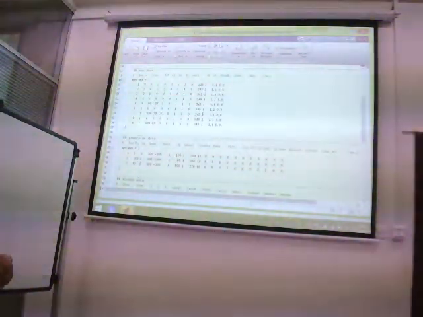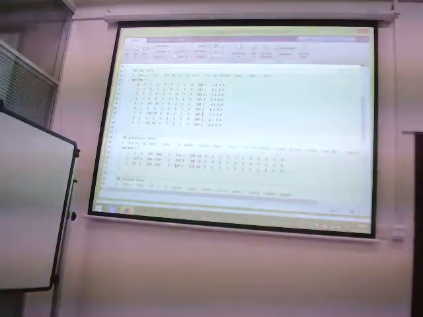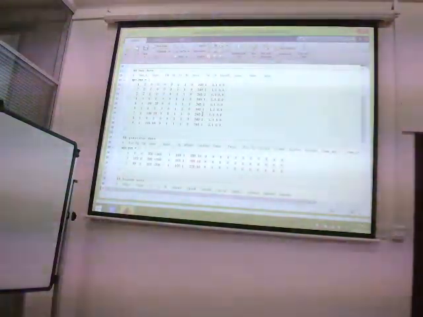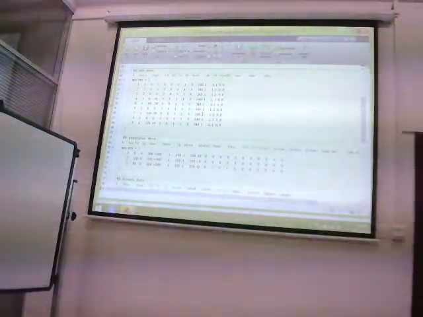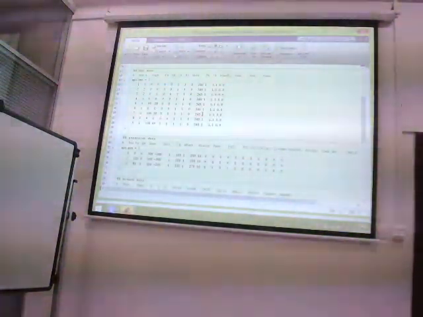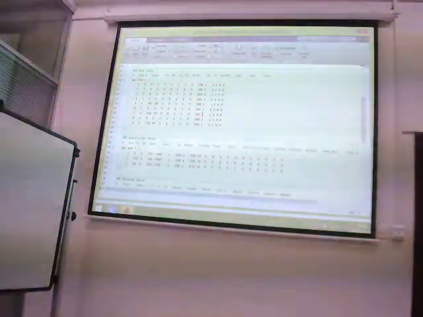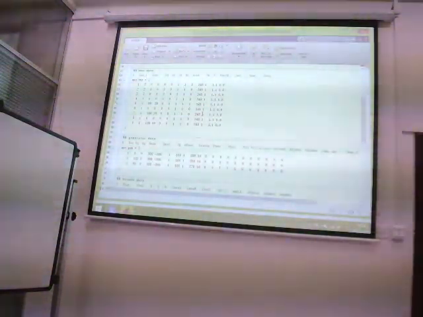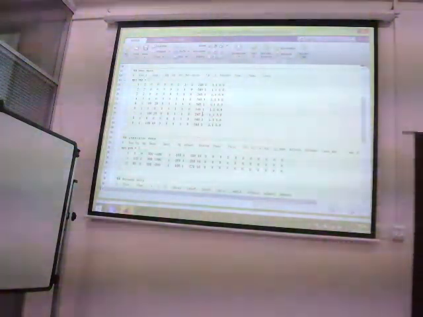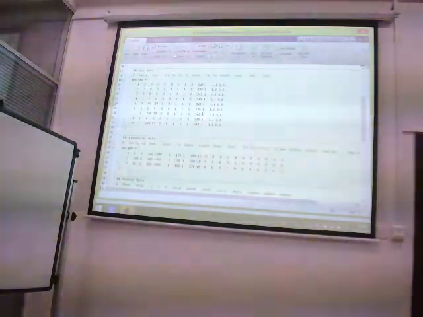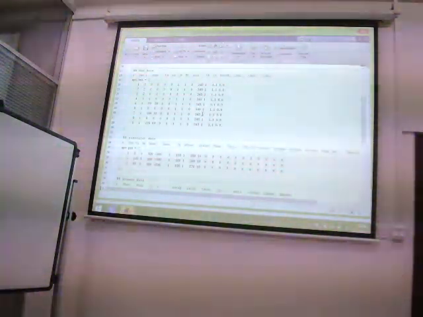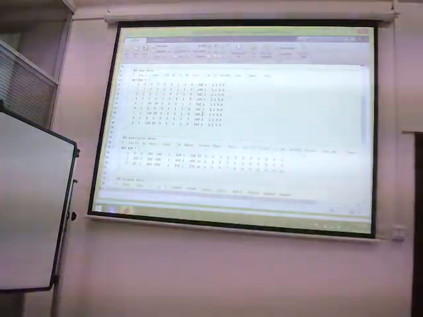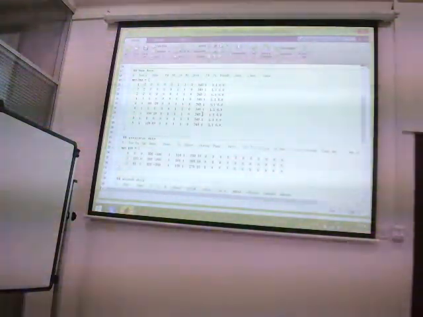By looking at the profile, you can read the information. The first row is the number of the bus. The second row is the type of the bus. The third row is the active load demand for each bus, and the fourth row is the reactive load demand for each bus. Then these are the weighted profiles and the base kilowatts weighted profiles.